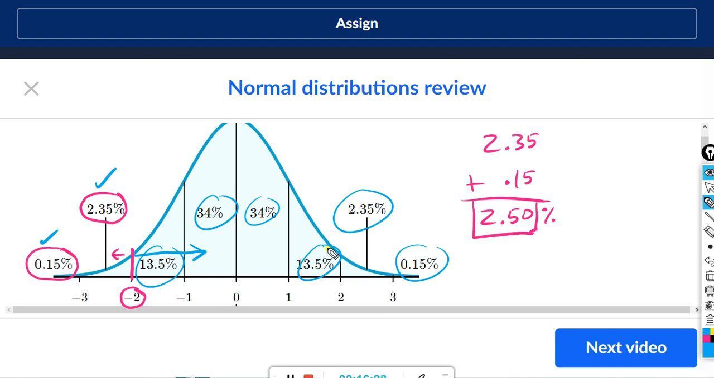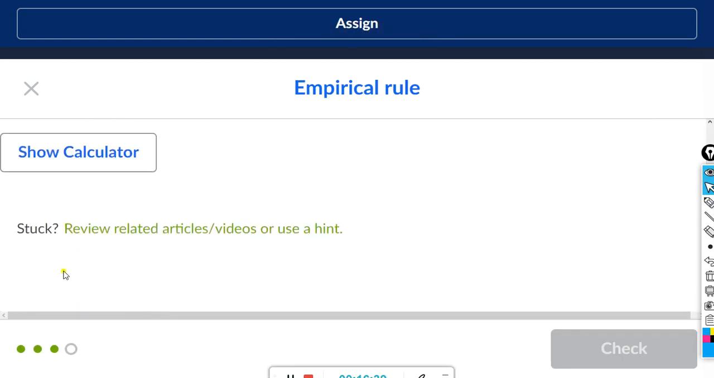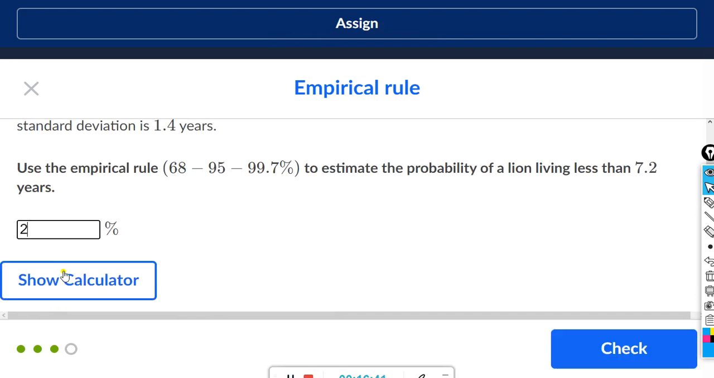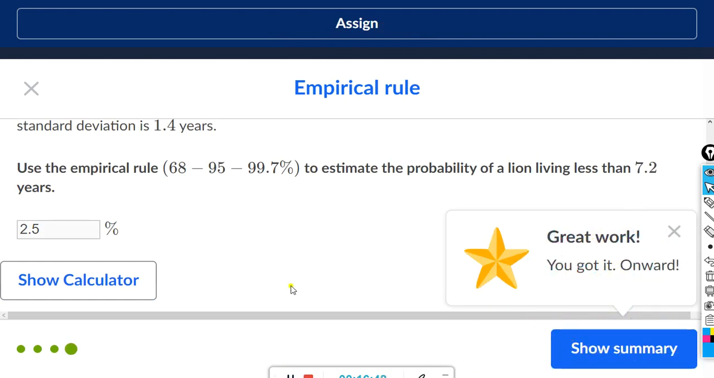But anyway, the probability that it's less than that is only 2.5% because it's just this piece of the curve right there. All right, so it's just going to be 2.5%. All right, so that's it.